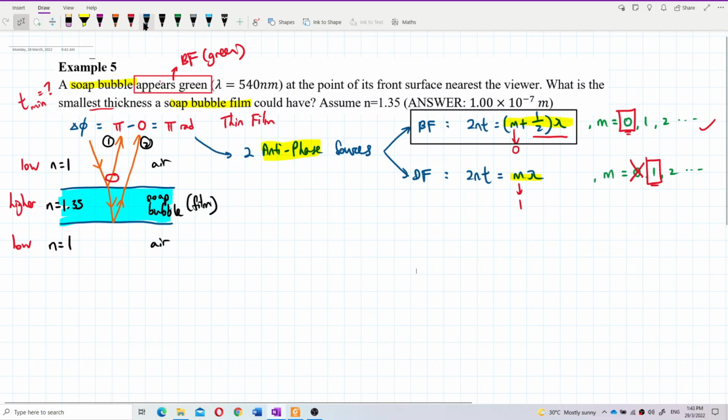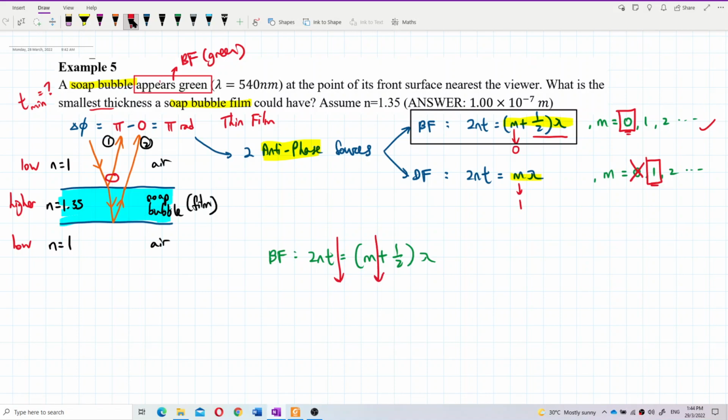All right, let's continue. We're going to use the bright fringe formula, which is for two anti-phase sources: 2nt equals m plus half lambda. Minimum thickness means the order also needs to be minimum. The minimum order allowed for this formula is 0. But for dark fringe, the minimum order is 1, cannot be 0.